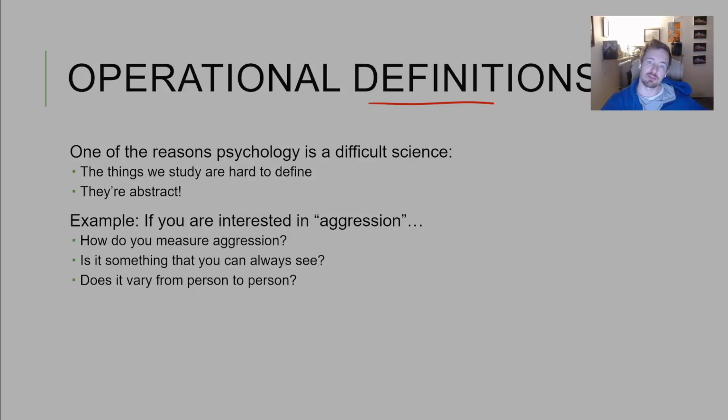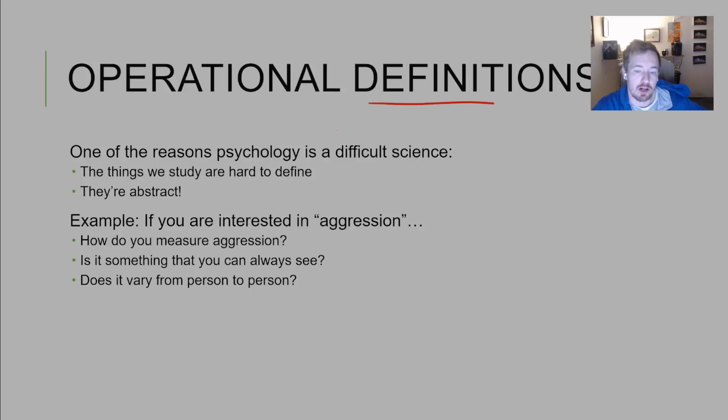Which means that if we're trying to think about this scientifically, if we're trying to think about this systematically, we have to find ways to turn those ideas, anxiety, depression, body image, self-esteem, into measurable constructs and measurable variables.